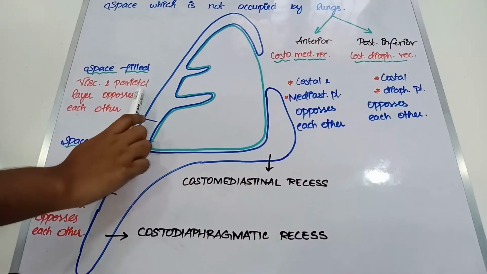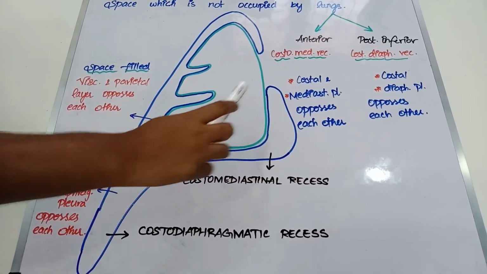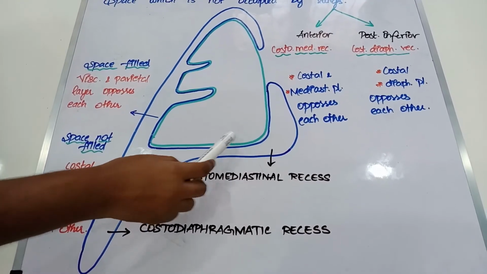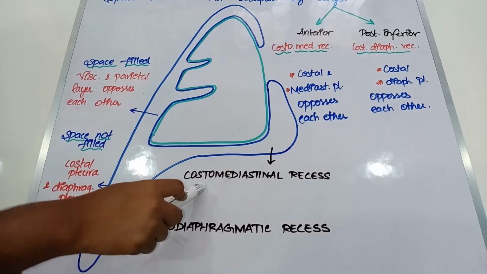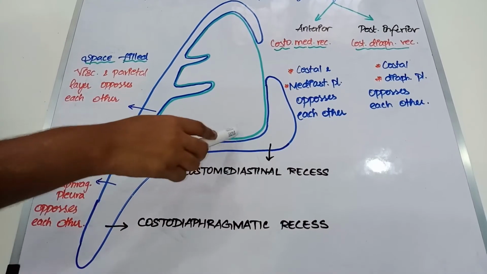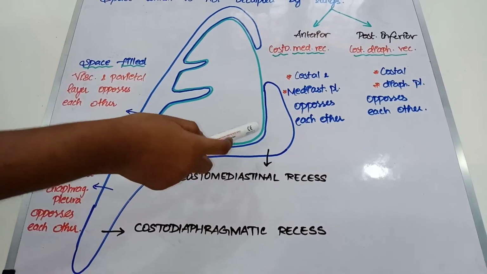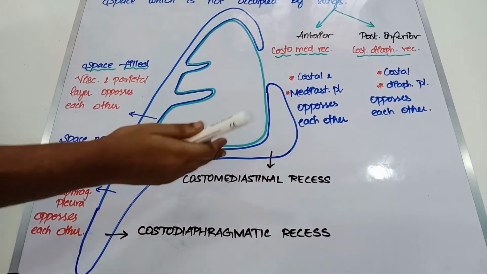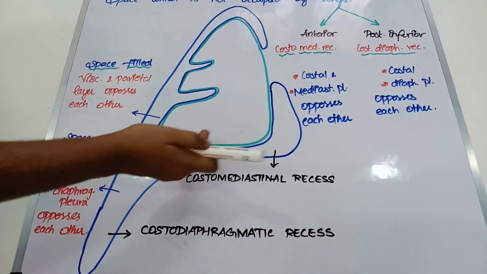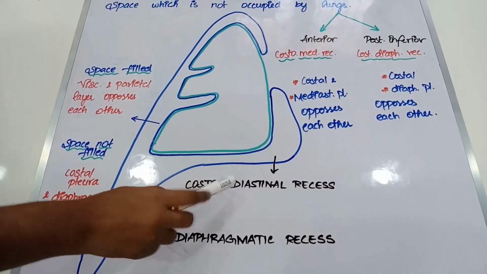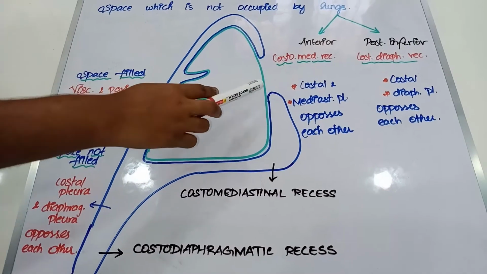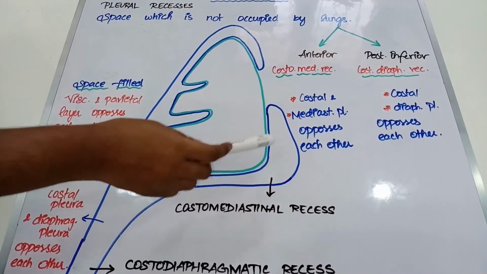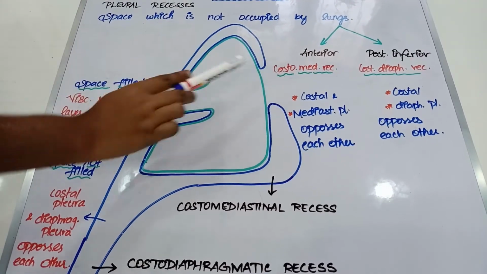Anteriorly we know we have the costal pleura, and medially we have the mediastinal pleura. If these two pleura oppose each other, it contributes to the costomediastinal recess. In this picture we cannot depict it because it is just a 2D diagram. We can just imagine in the 3D view the costal pleura, which is anterior, and the mediastinal pleura, medially, opposing each other. It contributes to the costomediastinal recess.